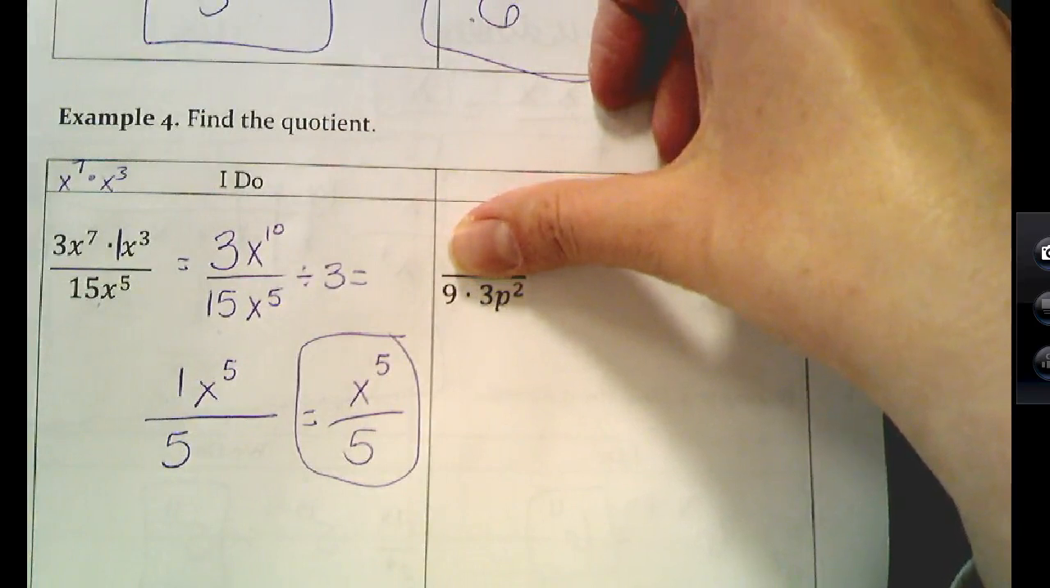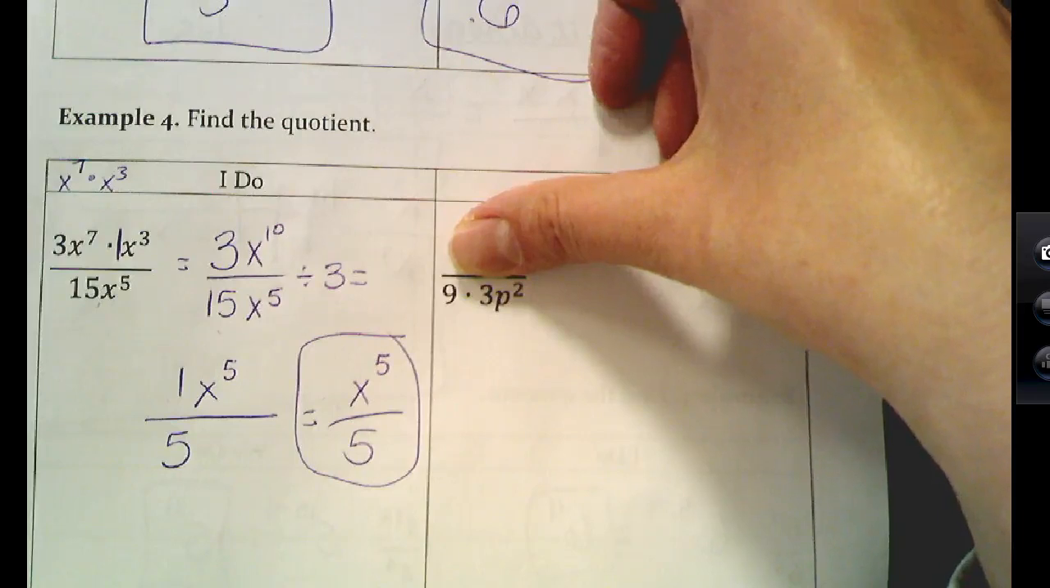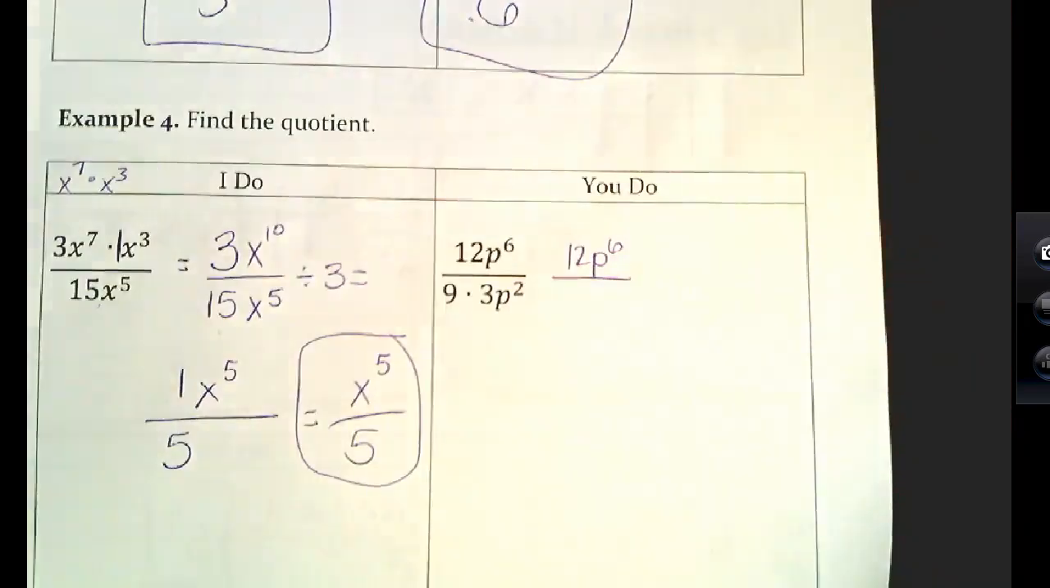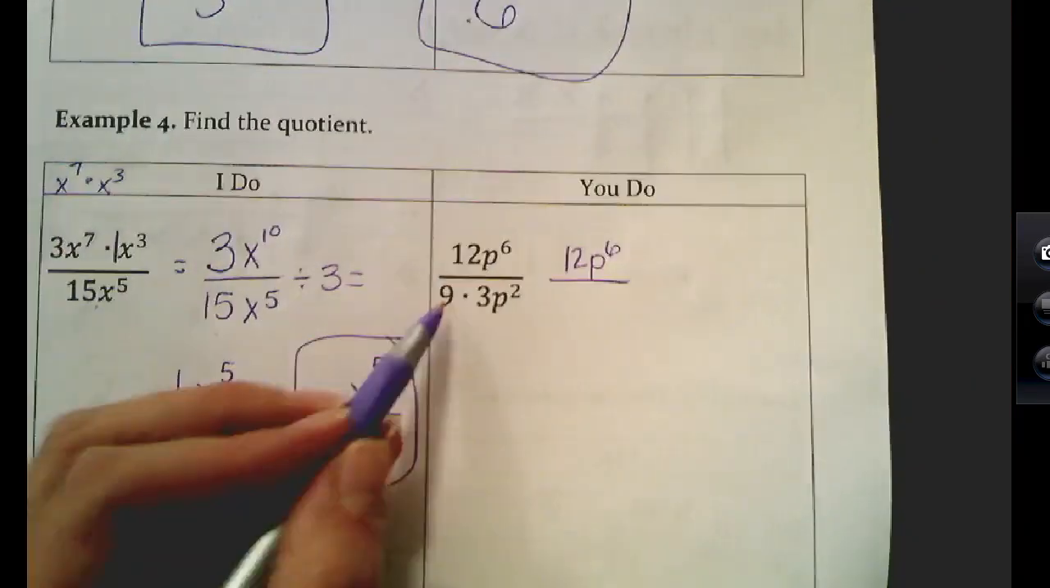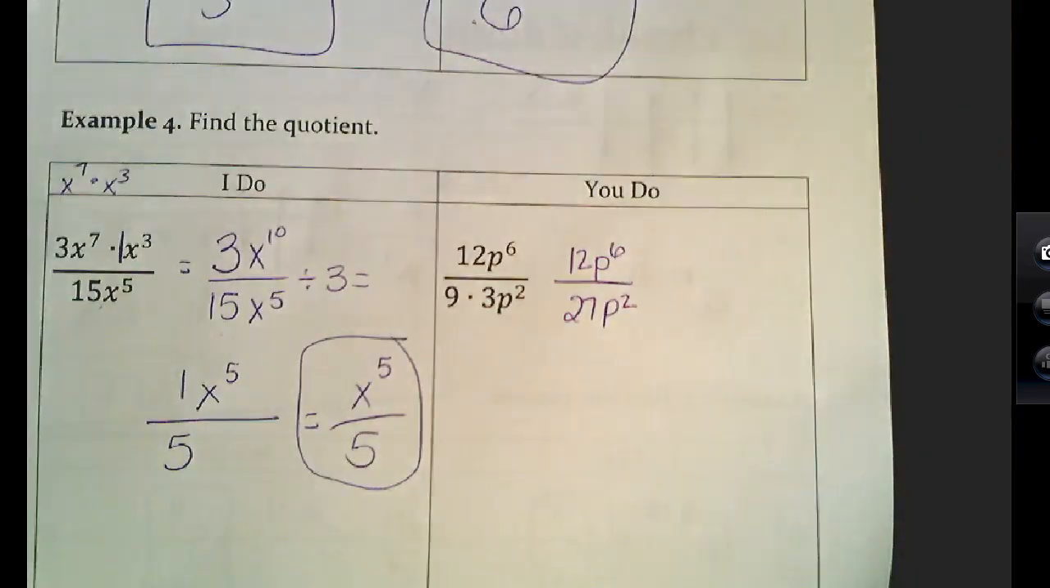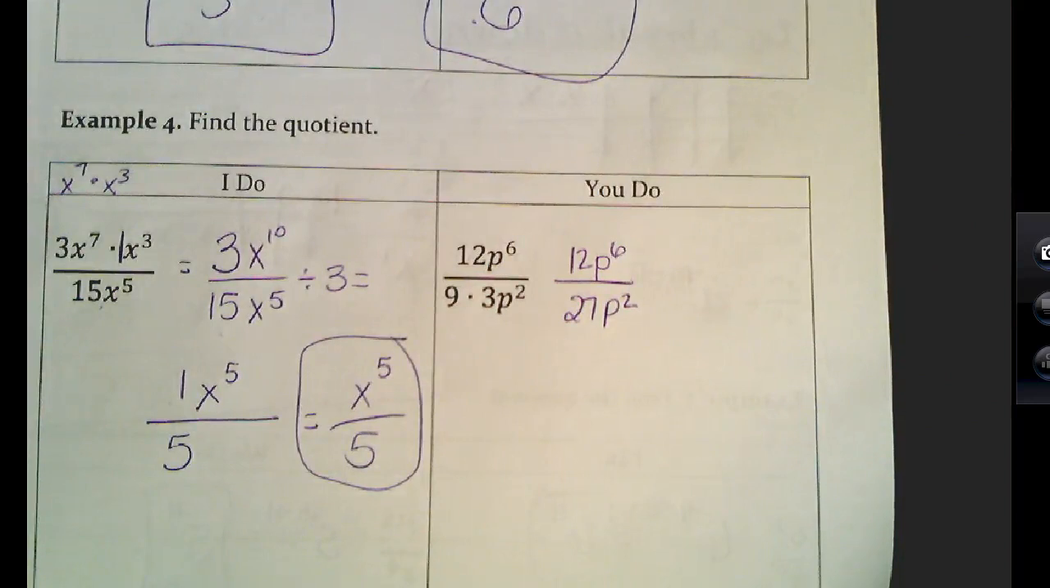We can multiply our bases, right? Close, 27, I think, right? 27. So that 12p to the 6th power is going to stay the same. And then in our denominator, 9 times 3 gives me 27p squared. Who can raise their hand and help me out from there? Now what? Don't be shy. Now what should I do?